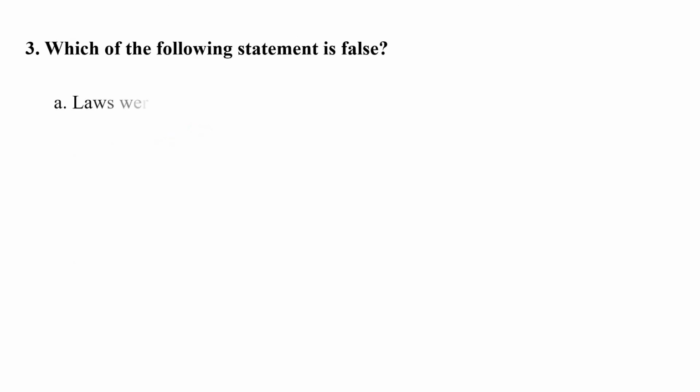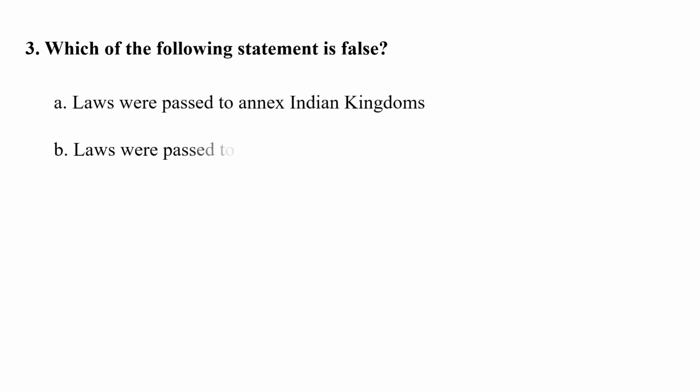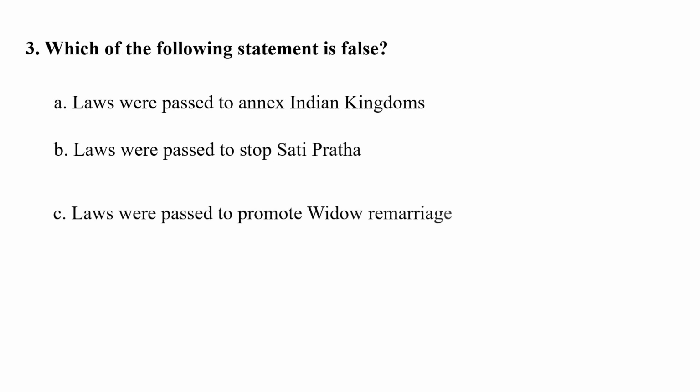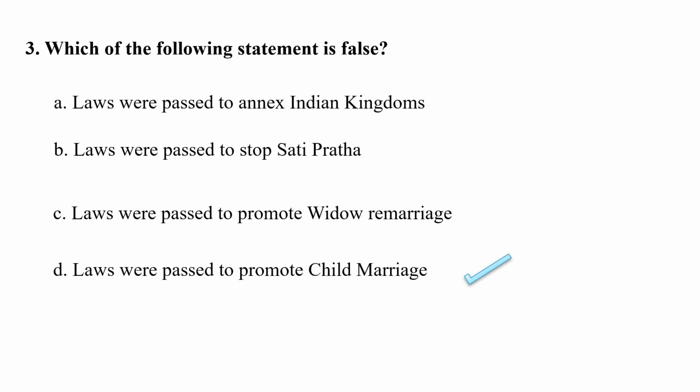1856. The third question is, which of the following statements is false? The options are A. Laws were passed to annex Indian kingdoms, B. Laws were passed to stop Sati Pratha, C. Laws were passed to promote widow remarriage, or D. Laws were passed to promote child marriage. And the correct answer is D. Laws were passed to promote child marriage.